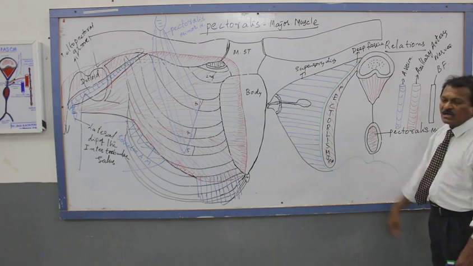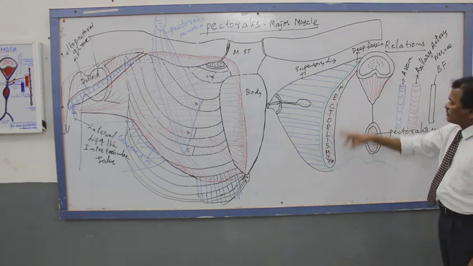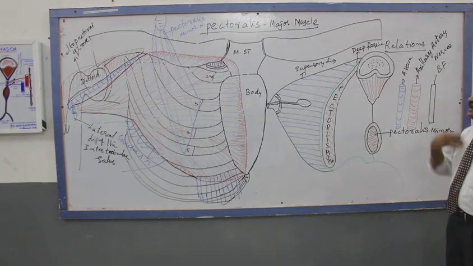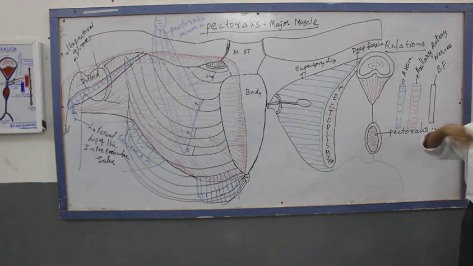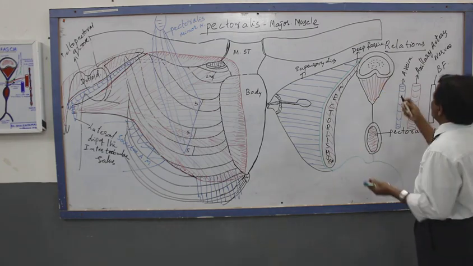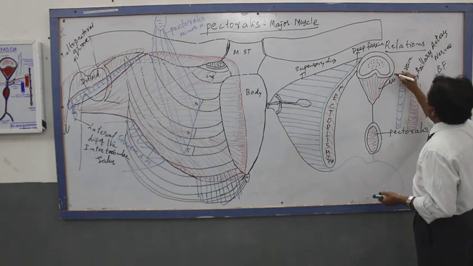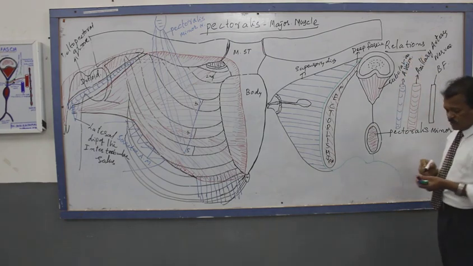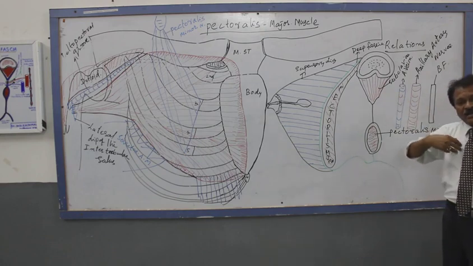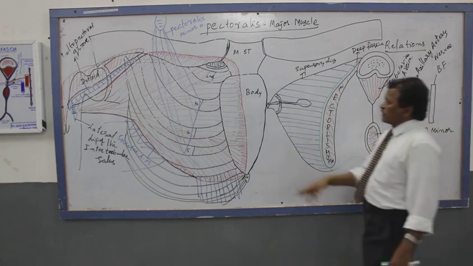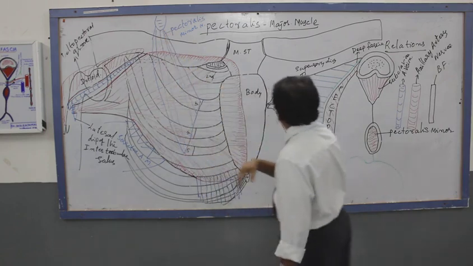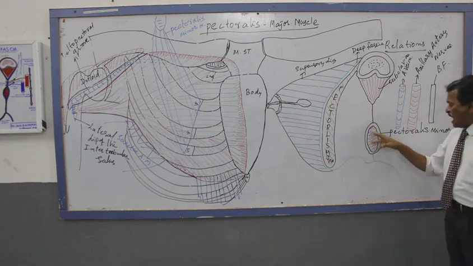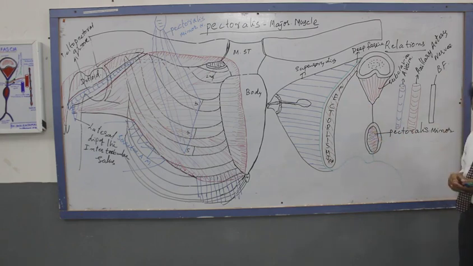Next is the back side of the pectoralis major muscle. At the back side of the pectoralis major muscle, there is the clavipectoral fascia. In the superior medial side, there is the subclavius muscle. And just inferiorly in this region, there is the pectoralis minor muscle. That is present deeper than, or posterior to, the pectoralis major muscle.